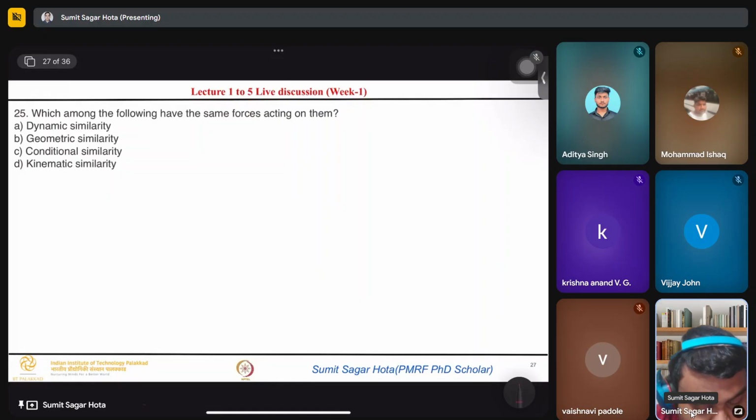Okay, so this question is a little confusing. Acting on them means what? Sometimes a question can be asked like this, confusing, not a complete question, an incomplete question kind of. Okay, acting on them means the fluid particles.